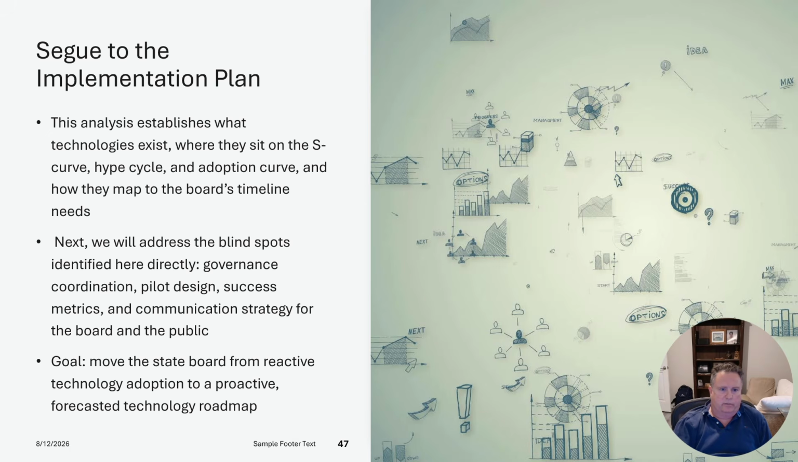And to segue to the implementation plan, this analysis establishes what technologies exist, where they sit on the S curves, hype cycles, and adoption curves, and how they map into the board's timeline needs. Next, we will address the blind spots identified here directly: governance coordination, pilot design, success metrics, and communication strategy for the board and the public. Our goal is to move the state board from reactive technology adoption to a proactive, forecasted technology roadmap.